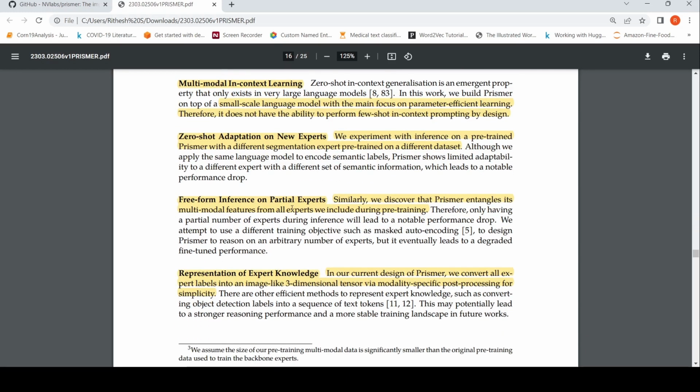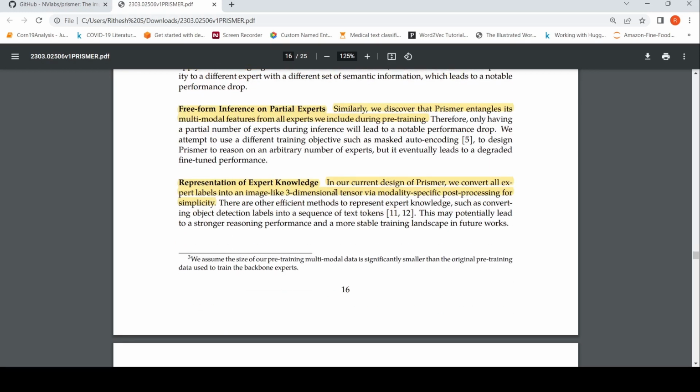That's what they're saying. And another thing is that you need all experts, which they have included during pre-training, because if you leave out one of the experts, then probably the accuracy goes down. That's what they say. So you need all the experts. And in the current design, they convert all expert labels into image-like three-dimensional tensors via modality-specific post-processing for simplicity. Okay, but there could be other efficient ways to represent expert knowledge. It could lead to stronger reasoning performance. That's what they are saying.